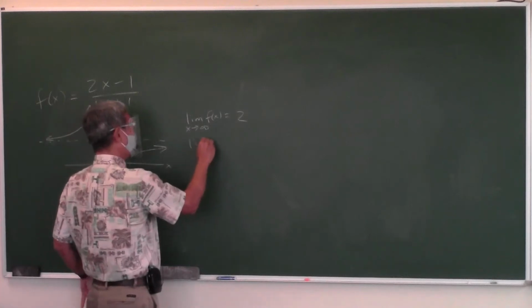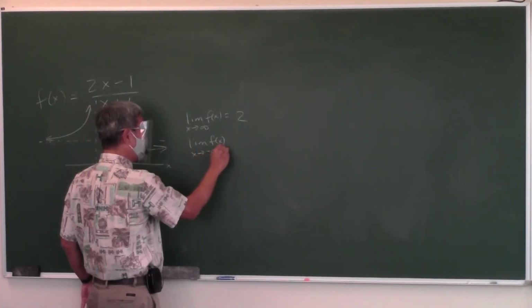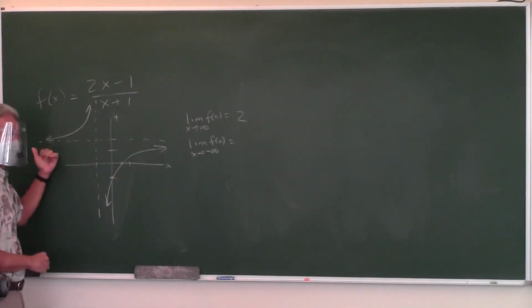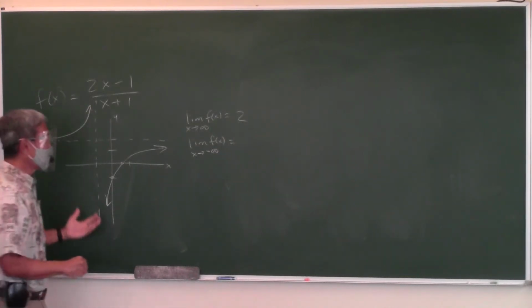What is the limit of this function as x approaches negative infinity? In other words, when the graph is going out to the left, the y coordinates are getting closer to what number? 2, because that's the horizontal asymptote, right?